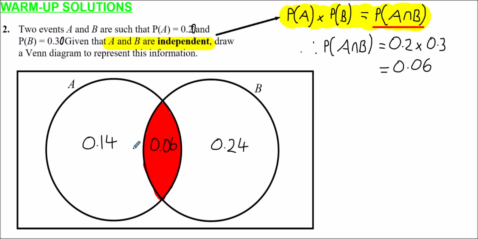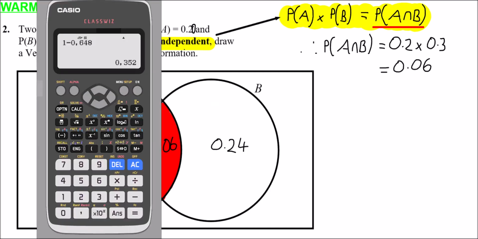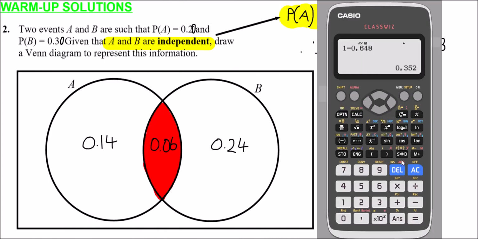A common thing now, though, is to completely forget and ignore what's on the outside. So remember, for probability, the sum of all probabilities for any one event has to add up to 1. So on the outside, it's going to be 1 subtract all these probabilities here. So we can do this easily enough on the calculator. We just need to do 1 subtract 0.14, subtract 0.06, subtract 0.24, and we get 14 over 25, which is 0.56 as a decimal.